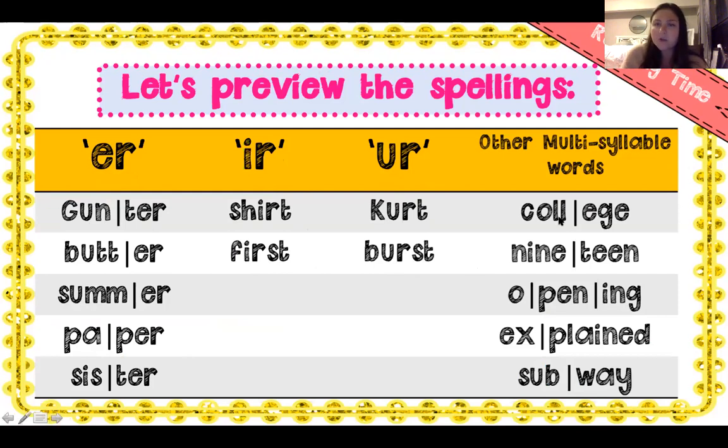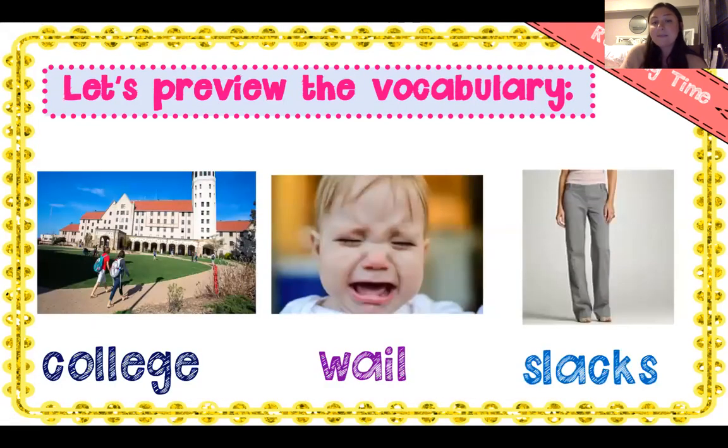Alrighty, here's some other big words that we're gonna see. Multi-syllable means that there are two or more syllables in the word. So we have the words college, 19, opening, explained, and subway. It's good to look at these words before we get started, so we can read fluently. That means really without stopping.